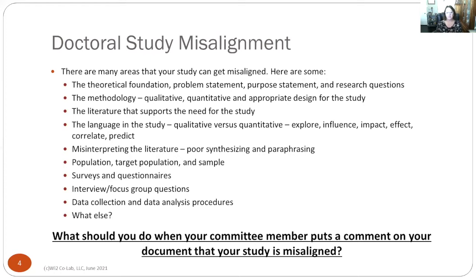There could be a misalignment in the methodology, qualitative, quantitative, and whatever the appropriate design is for your study. A lot of folks I hear who are doing qualitative say, I don't want to do numbers, so I don't want to do quantitative. But they have two instruments. Their literature shows that quantitative studies should be done. So sometimes you don't have a choice. So it's really important to understand that the methodology could be off because of your want.